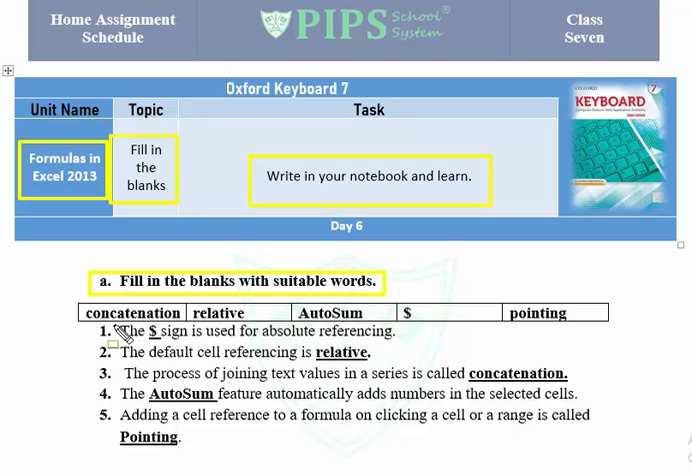So the first statement is: the dash sign is used for absolute referencing. Dollar sign. We have already read about absolute referencing in the question answers. Second, the default cell referencing is dash. Relative. We had three types of cell reference: relative, mixed and absolute. So the relative is the default cell referencing.